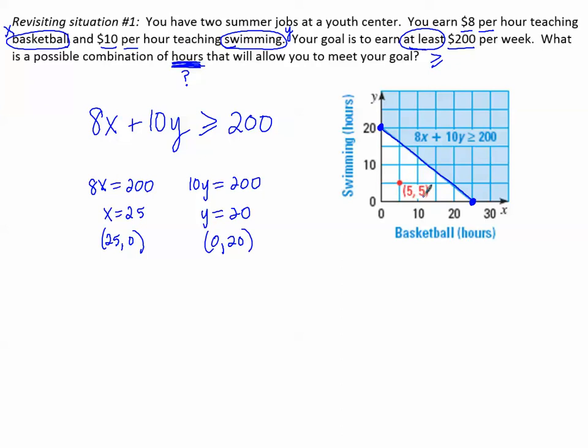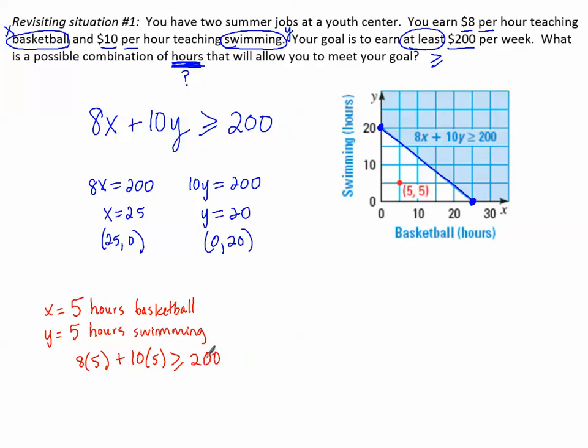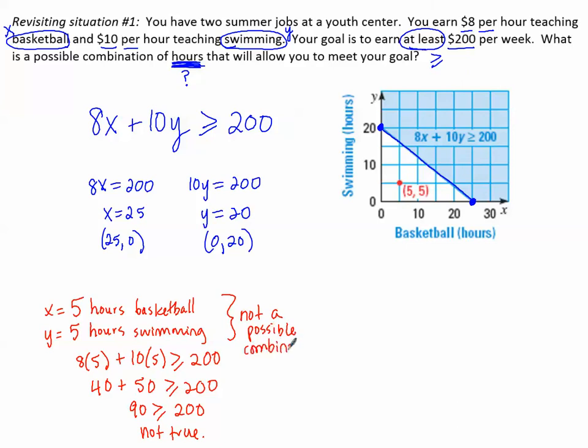Notice this point that I showed you right here. That's not in the shaded region. What this is an example of is not a solution. If 5 is x and 5 is y, that means 5 hours teaching basketball and 5 hours teaching swimming. So the x is the 5, the y is the 5. Let's look what happens when I plug it into the inequality. 8 times 5 plus 10 times 5 greater than or equal to 200. 8 times 5 is 40, this is 50, and 40 plus 50 is 90. Is 90 greater than or equal to 200? No, this is not true. So is 5 hours teaching basketball and 5 hours teaching swimming a possible combination? No, this is not a possible combination. Combination is when we put things together. It's not a possible combination of hours.